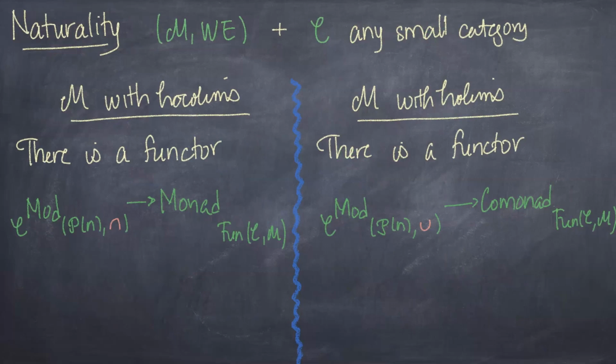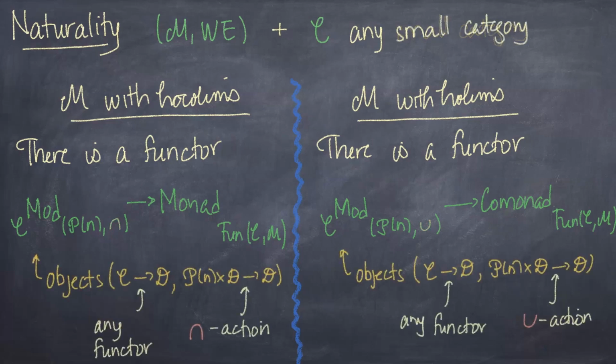So we can get from this an expression of how we can talk about naturality in this context. So as I was saying, everything was natural. We have our category M with weak equivalences. We have any small category C, because I'm going to be thinking about functors out of it. And suppose that M has either homotopy colimits or homotopy limits, whatever I need. Then in fact I can get a functor from the category which has as objects functors from C to D and some sort of intersection action of Pn on D, or on the right-hand side, any functor from C to D and union actions on D.